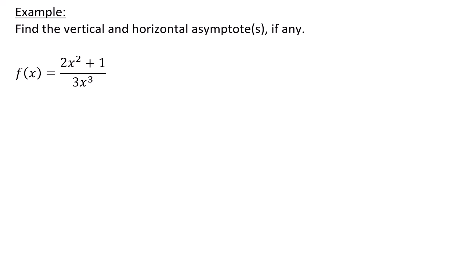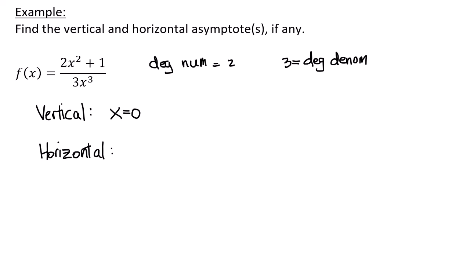In this example, we want to find the vertical and horizontal asymptotes, if any. f of x equals 2x squared plus 1 all over 3x cubed. Vertical asymptotes are easy. That's where x equals 0, because that's where the denominator is 0. Since the degree of the numerator is 2 and the degree of the denominator is 3, 2 is less than 3, that means our horizontal asymptote is y equals 2 divided by 3, the leading coefficient of the numerator and the leading coefficient of the denominator.